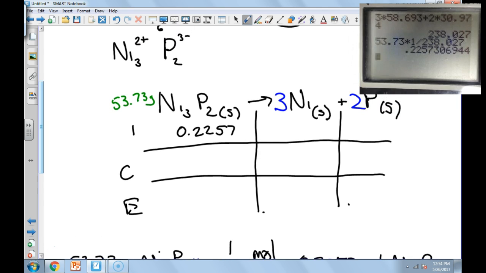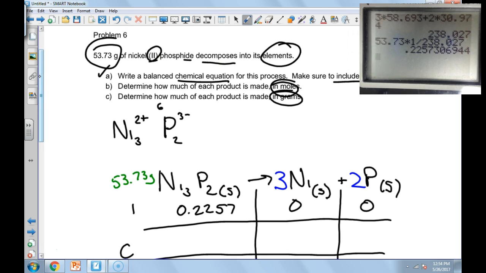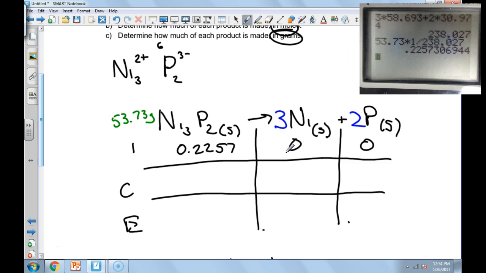Okay, so once we get this, now we can fill in a couple of the other boxes on the ICE chart. First of all, I'm going to put 0 and 0 here because it doesn't say that we started with any nickel or any phosphorus in the problem. So we can say 0, 0 here, and that's true anytime it doesn't mention it in the problem, we're going to assume that it's 0. The other thing that we're going to do is assume, which is a reasonable assumption, that this is going to react until it's all gone. There's nothing else that it's reacting with. So the reaction is going to stop when we've used up all the nickel phosphide.